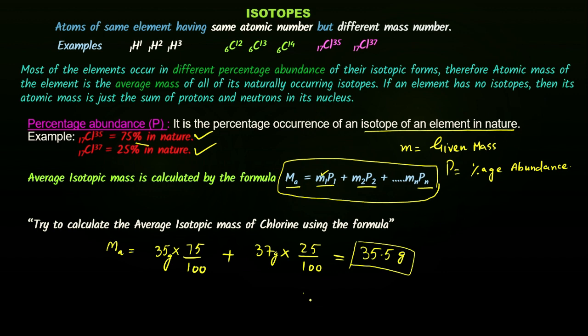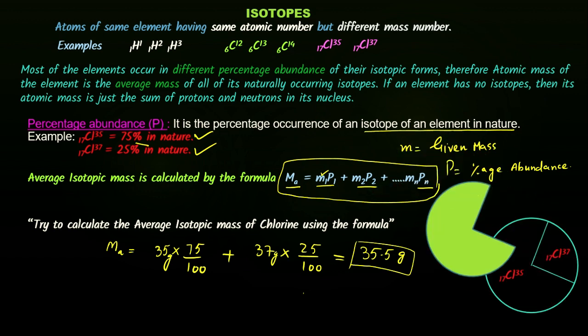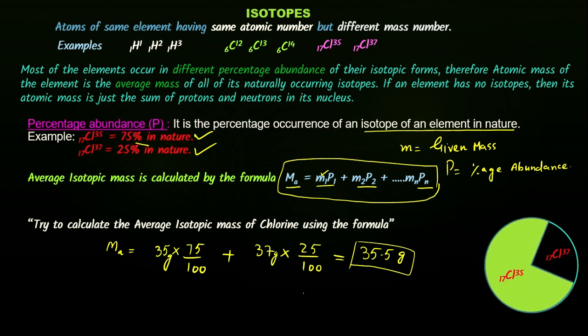Now let's move ahead and understand the different properties of isotopes. This diagram is for your understanding. 75% of the circle is covered with the 17-35 isotope and the rest 25% is 17-37.